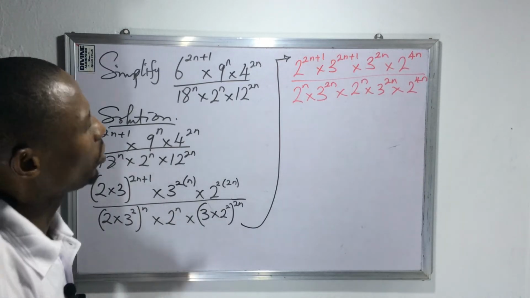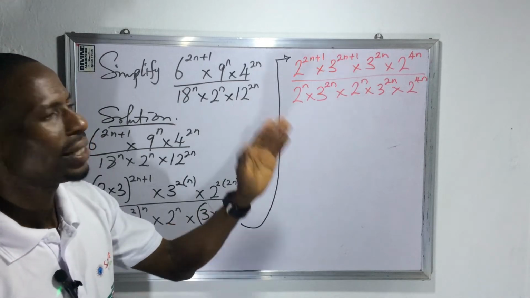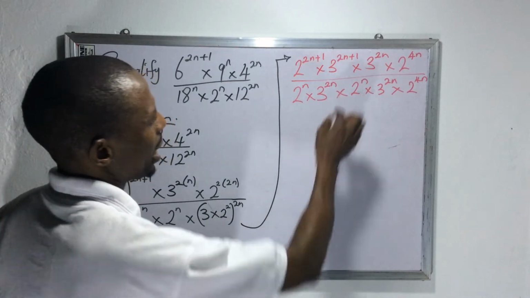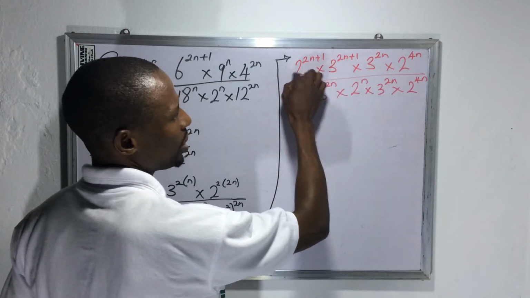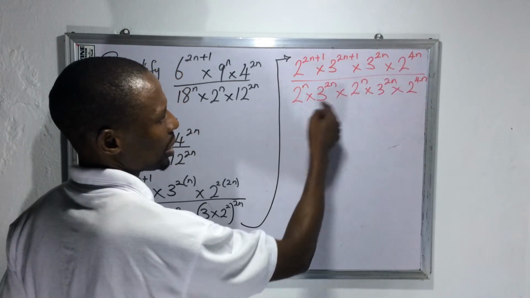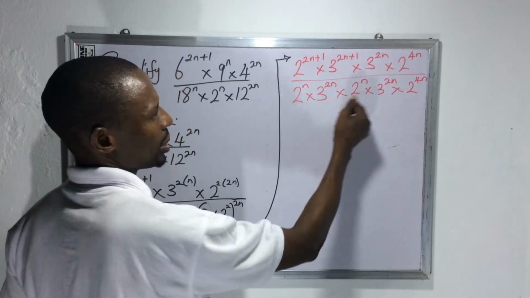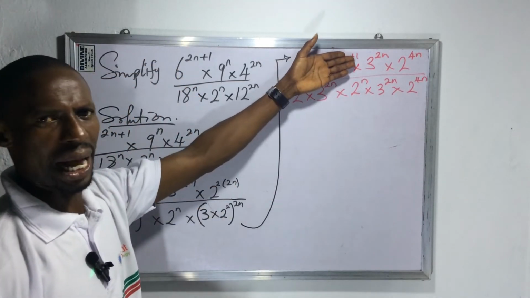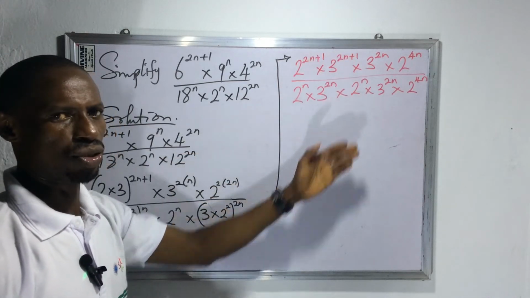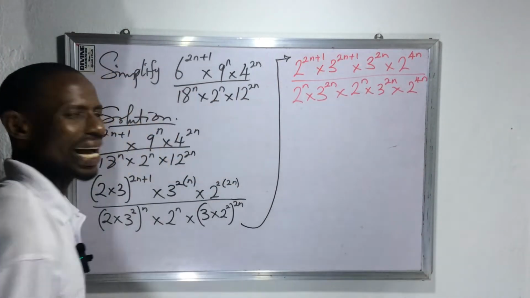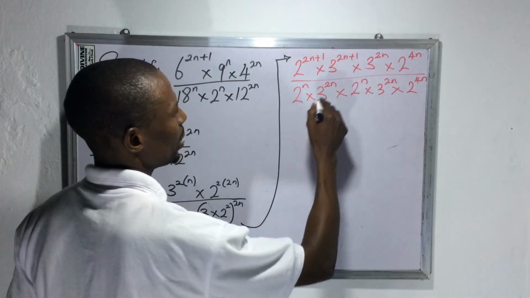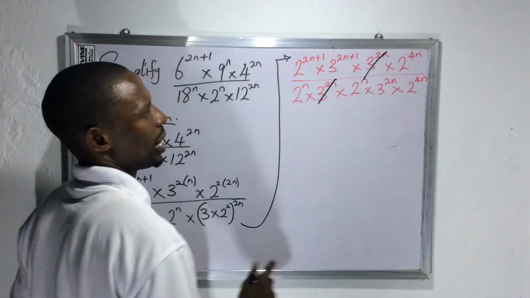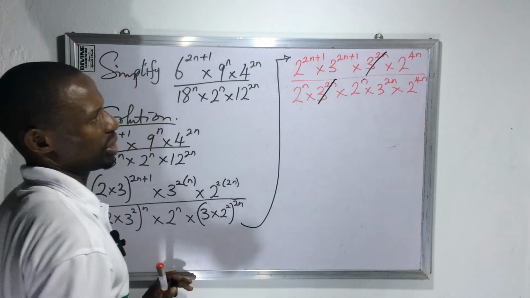We now look at the terms that have 2 and those that have 3. We can group these together. But before we do that, let's look at some of these terms. Some terms are at the numerator and at the same time at the denominator, and such terms we can strike out. Here we have 3 raised to power 2n on top and 3 raised to power 2n at the bottom, so that goes off.